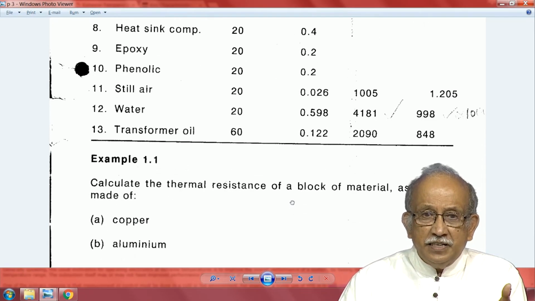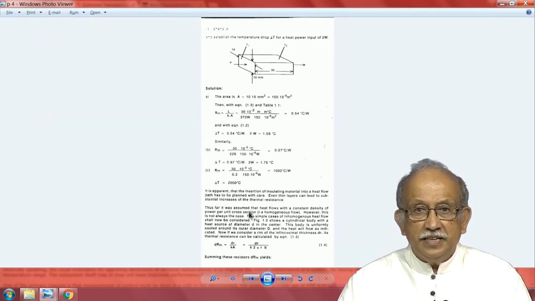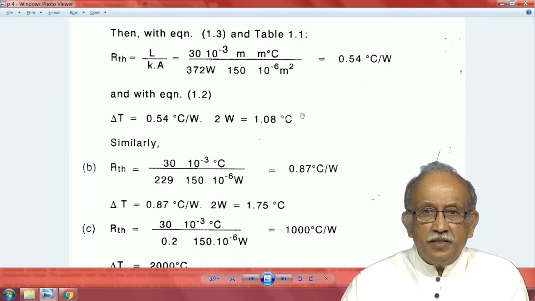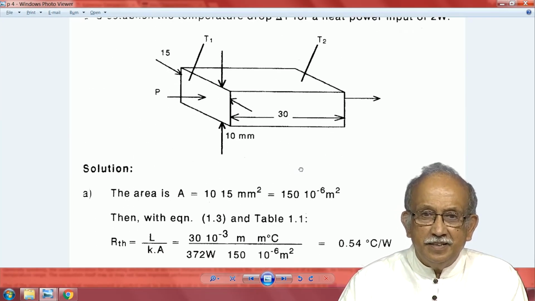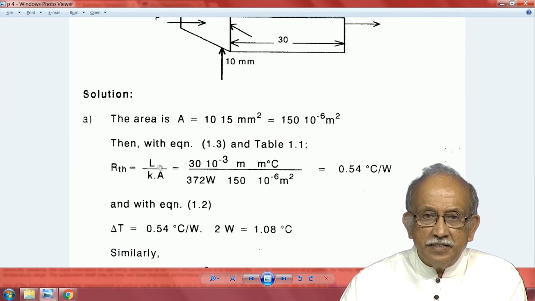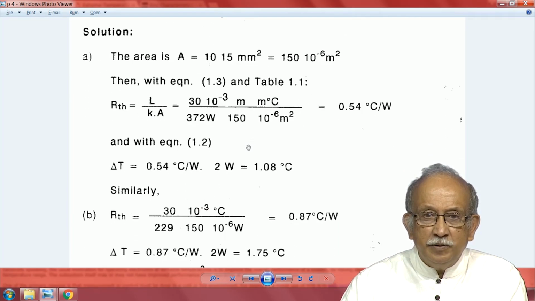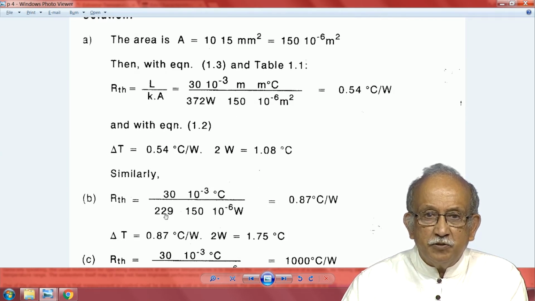So, the worked example here, the next picture, talks about how a block like this behaves. It is very, very easy. Everything critically depends on this K of the material here. You understood, no? You have seen this K. For copper we have one number, 150, and in the case of aluminum we have this 229.